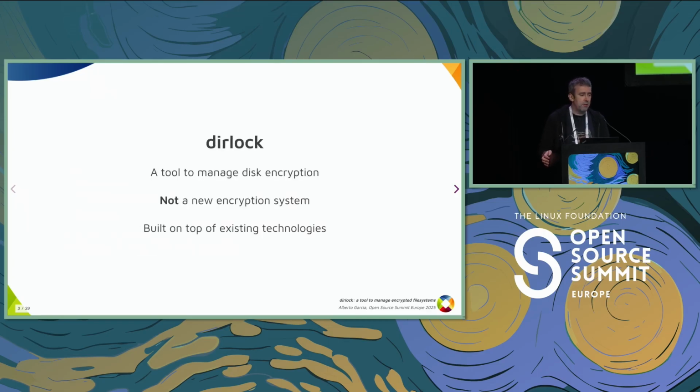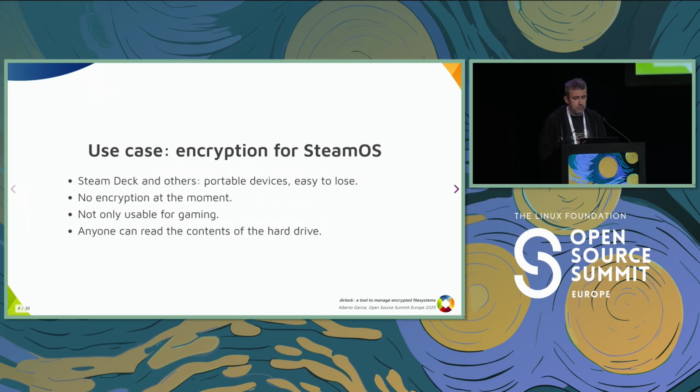So today I'm going to talk about a new tool called Dirlock. It's, as the title of the presentation says, a tool to manage disk encryption, but it's not a new encryption system. I'm not designing a new encryption system, something that has never existed before. This is a tool to manage already existing technologies. So I'm going to explain why I wrote a new tool and what's the use case. So this started during the work for SteamOS. That's the project that I'm working on.